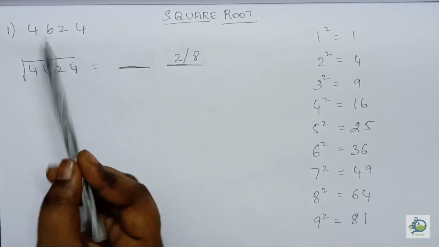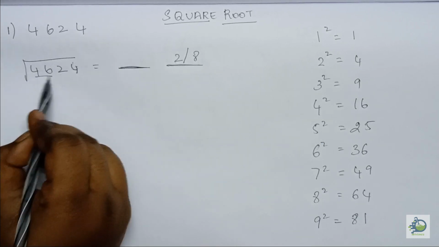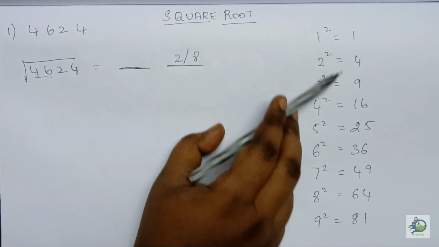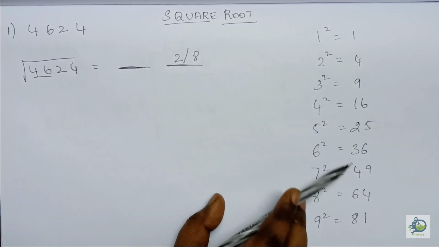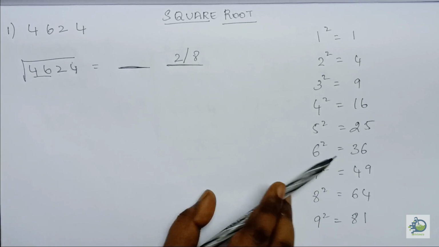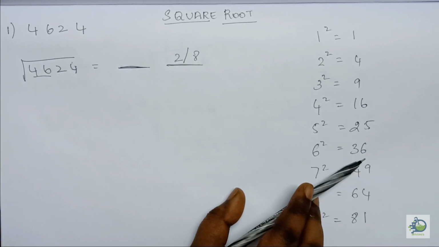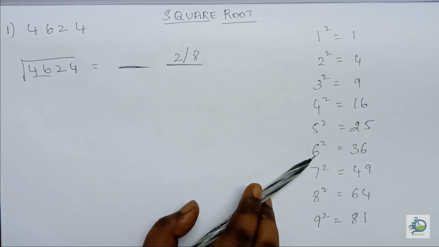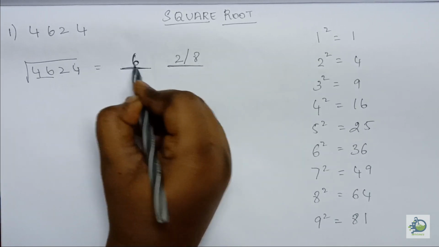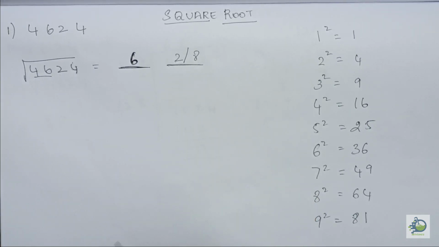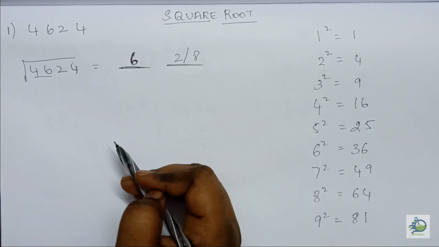For this place, I have to check these two numbers. 46: here I have to see which number is closer. Here it is 36 and 49. So it must be lying in between. We are going to take the lowest number, so 6. So the first digit will be 6, in the tens place.